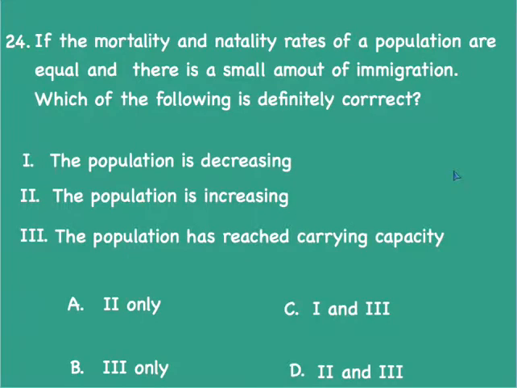If mortality, or the death rate, and the birth rate, natality, are equal, and there is a small amount of incoming population or immigration, which of the following is definitely correct? The population will definitely increase, and this is the only true statement, so therefore the answer is A, 2 only.